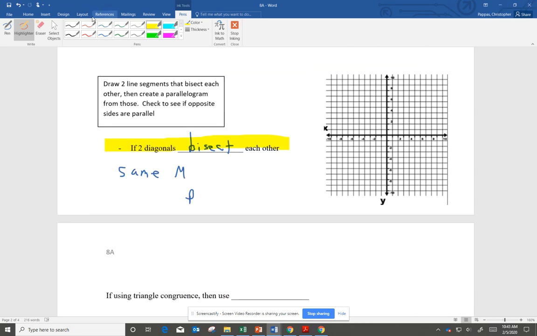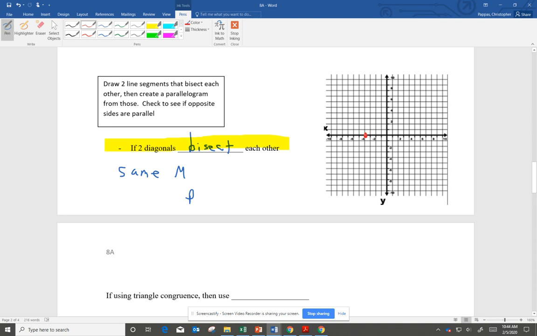Okay, next. If I have diagonals that bisect each other, if diagonals bisect each other, they have the same midpoint, okay? So I'm going to draw two lines that have the same midpoint. I'm just going to make the midpoint here -4, 0 for nice and simple simplicity, okay? So if I'm at -4, 0 here, let's say this is a midpoint.